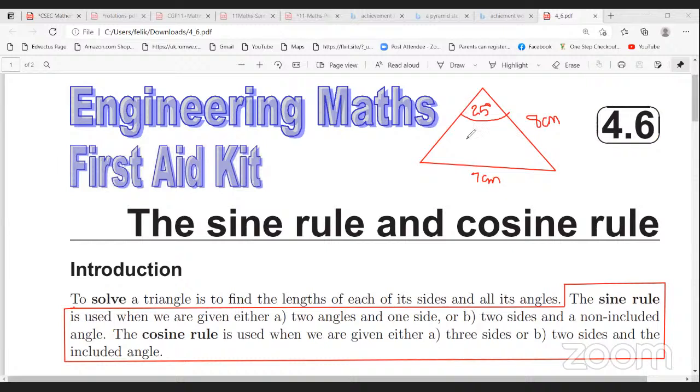So this is two sides and a non-included angle, meaning that if the angle was included, it would fall right here between the sides. Understand? Yes, miss. If the angle was included, it would fall in between the two sides, like right here. All right, so go ahead, write that down for me: when the sine rule is used and when the cosine rule is used.